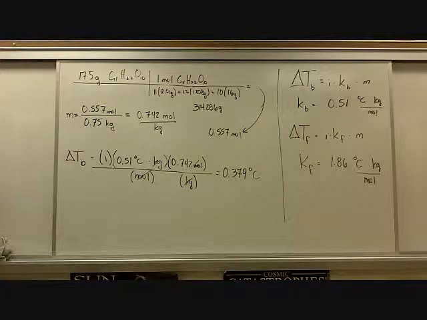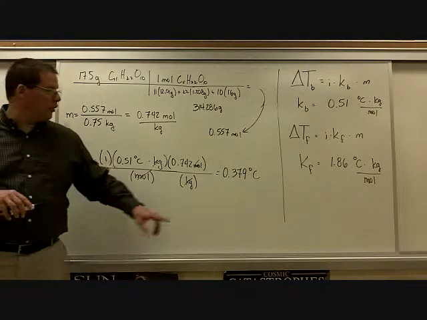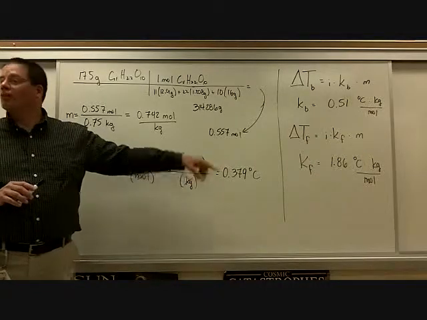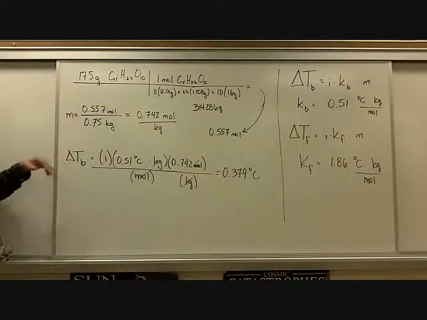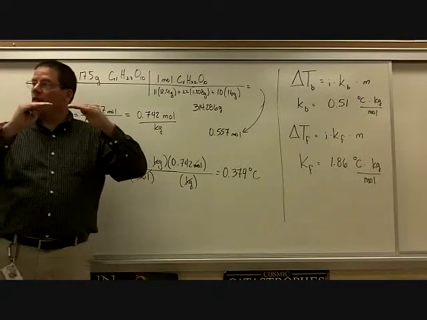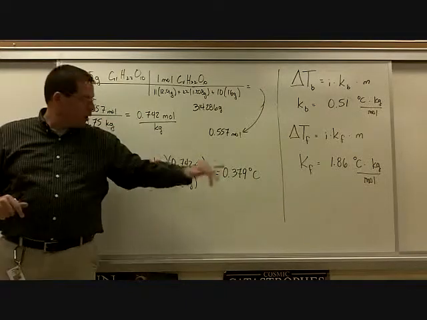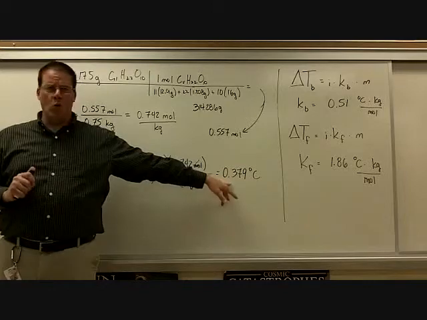Now, here's my question. That is our delta T sub B, and we're looking for the new boiling point. So is my new boiling point less than 1 degree? Yes. No. It's my change. That's what the delta means. It's the change. Water boils at what temperature again? 100. So now adding this much sugar, it boils at 100.379.